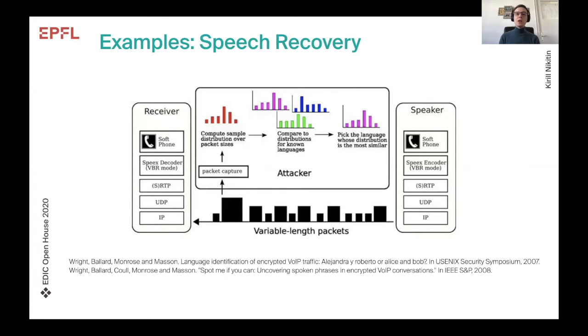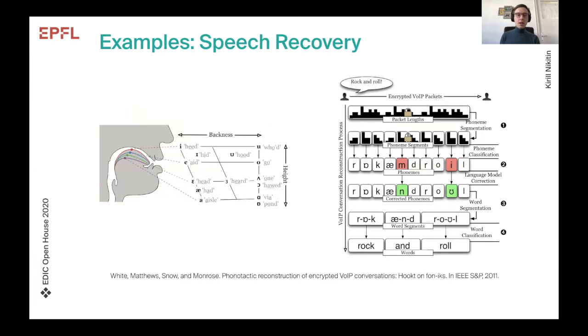Similarly, Wright et al. showed how to use length of packets to recover first the spoken language of voice over IP traffic, and second, how to identify spoken phrases. And the idea here is that different sounds that we produce require different amount of bits to be transmitted. For example, vowels, for some reason, are more complex to transmit, and silent consonants are easier to transmit. And later on, White et al. actually showed how to derive a full approximate transcript for the whole conversation.